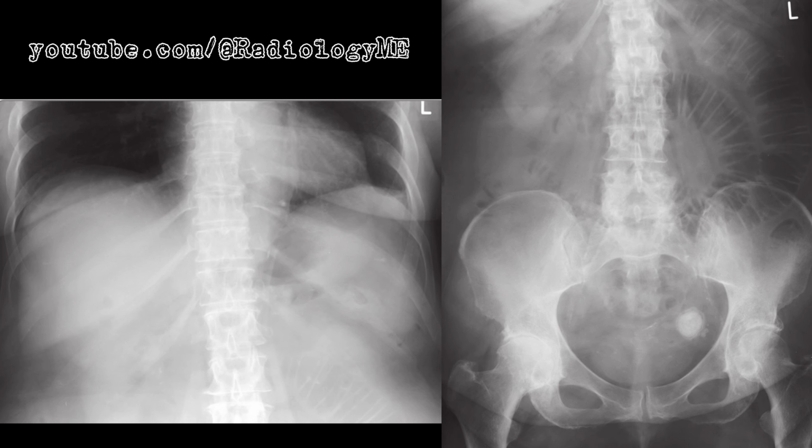One key thing we don't see here is Rigler's sign. There's no evidence of free gas under the diaphragm, which would indicate perforation. That's a relief, but we must still consider the possibility of a hidden perforation, especially since there are a few small gas foci near the liver that give me pause. An erect chest radiograph would help clarify this and rule out any free air.